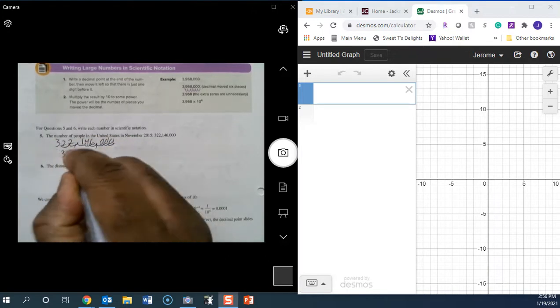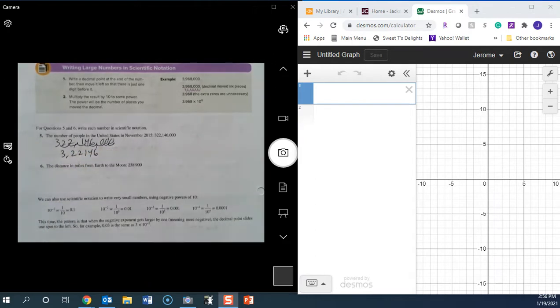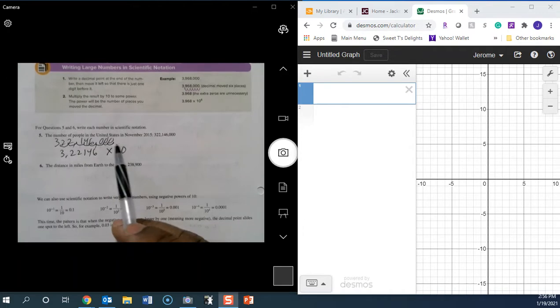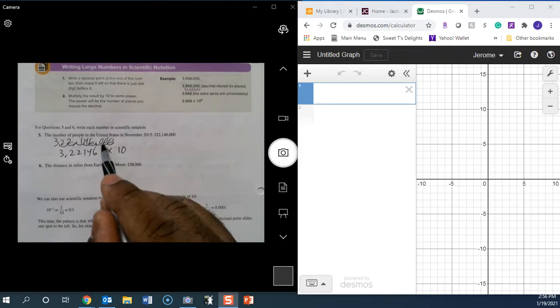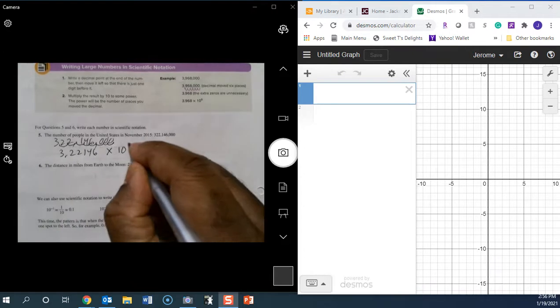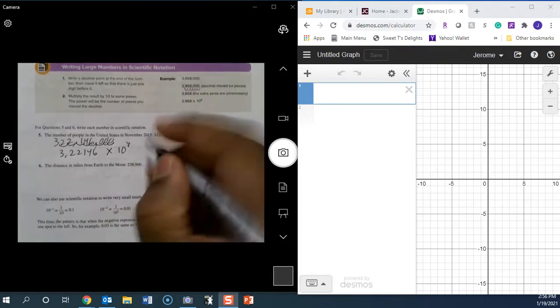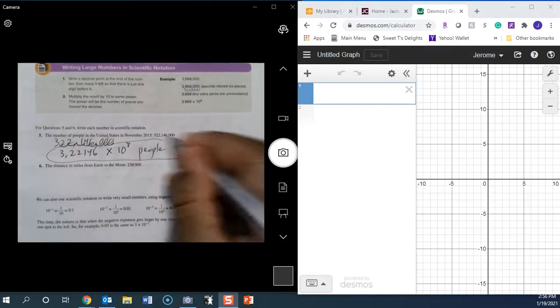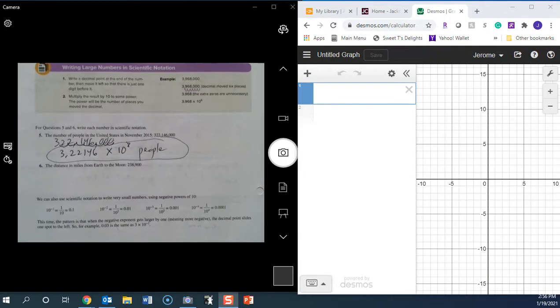So this will give us 3.22146, and we don't have to write all of those zeros at the end. And then we will multiply this by 10, and depending on, we move to the left, so our exponent would be positive. If we were to move to the right, it would be negative. But we would count how many places we move. We move 1, 2, 3, 4, 5, 6, 7, 8 places. So it'd be 10 to the 8th. And this would be people. That would be our answer written in scientific notation.